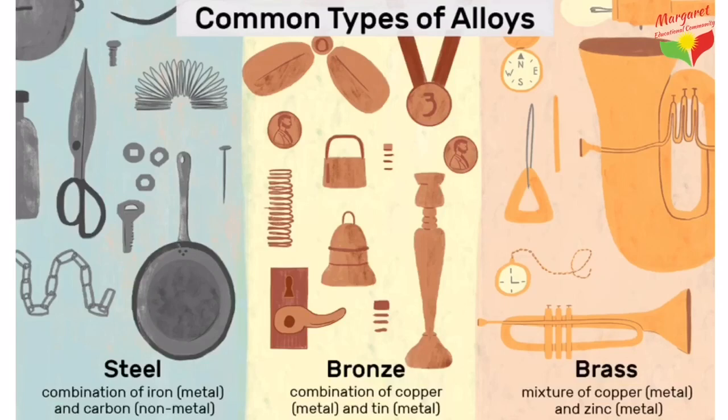Now you may have heard of alloys. Alloys are not pure metals. They are a mixture of two or more metals, or a metal and a non-metal. Among the common types of alloys, we have steel, which is a combination of iron and carbon. Bronze, a combination of copper and tin. Brass, a mixture of copper and zinc.